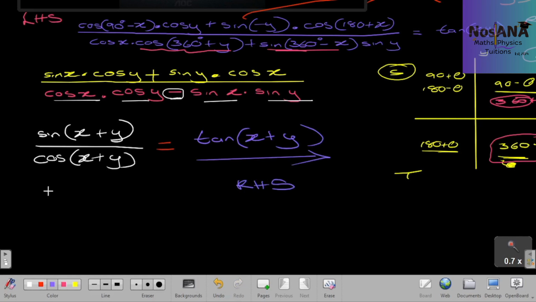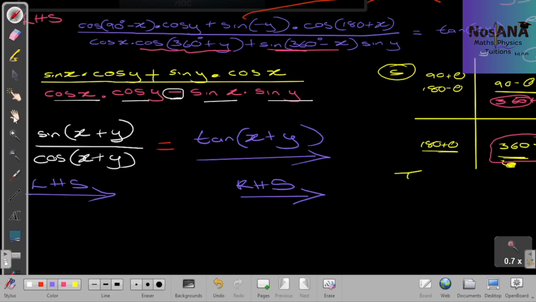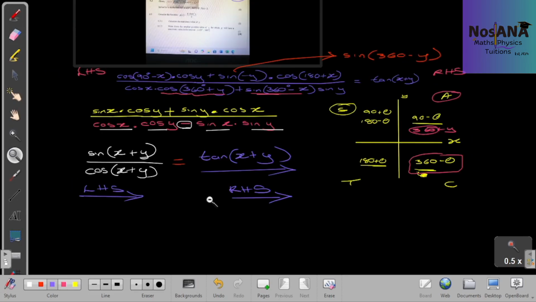It's an easy one. And this is our left hand side. So you didn't have to do much with the other side. You didn't have to touch the right hand side. All you had to do was work with the left hand side.